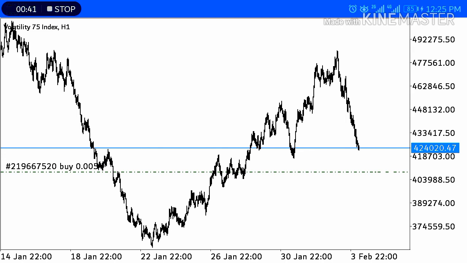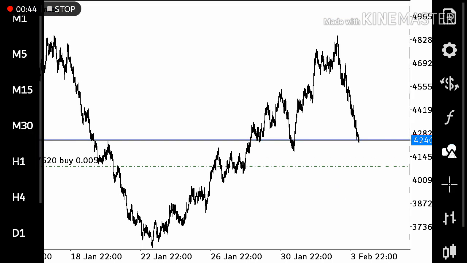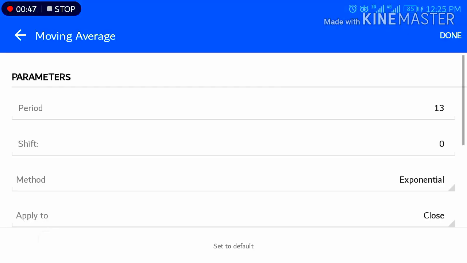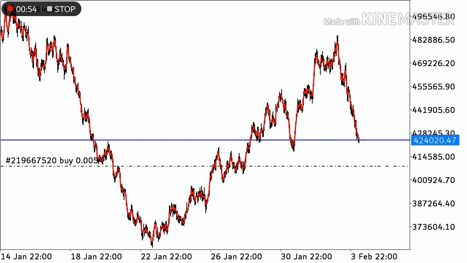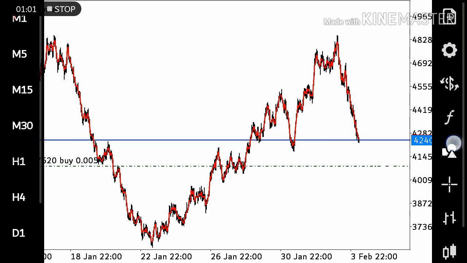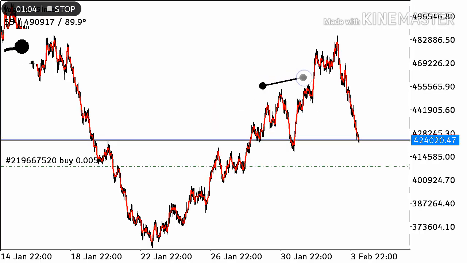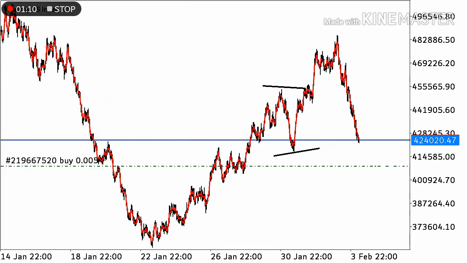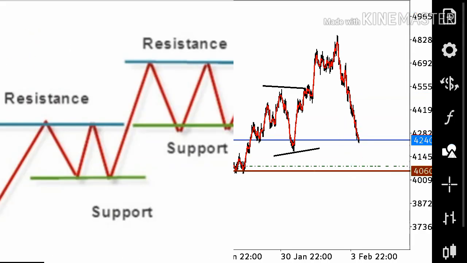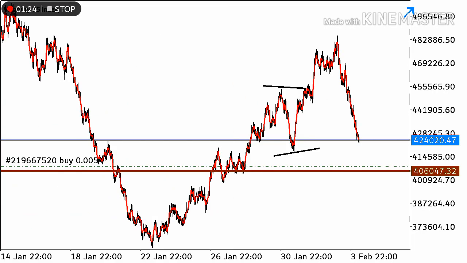Okay, so first of all I'm going to show you a trick. Add a moving average, period 2, and done. Look here, this moving average will help you to check out the market high and low points. And it will also help you to draw support and resistance levels.